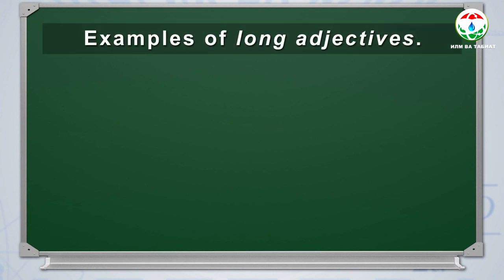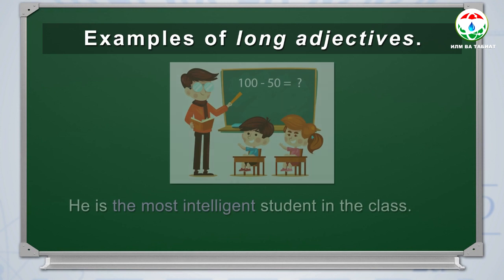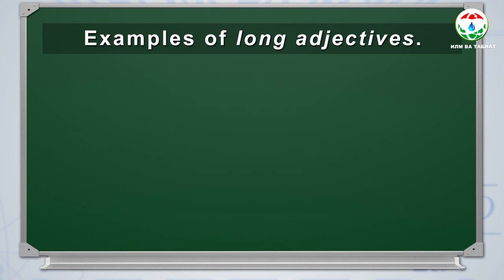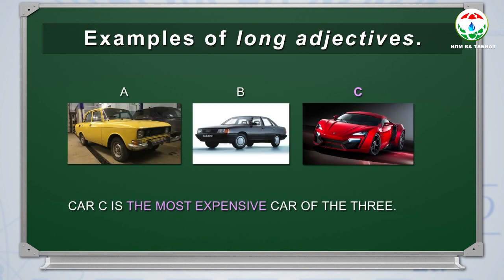Examples of long adjectives: Football is the most popular sport in the world. He is the most intelligent student in the class. She is the most beautiful girl in the world. Car C is the most expensive car of the 3.